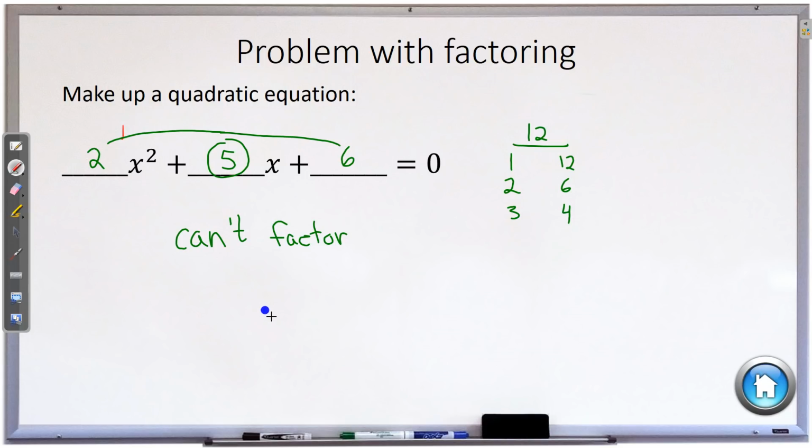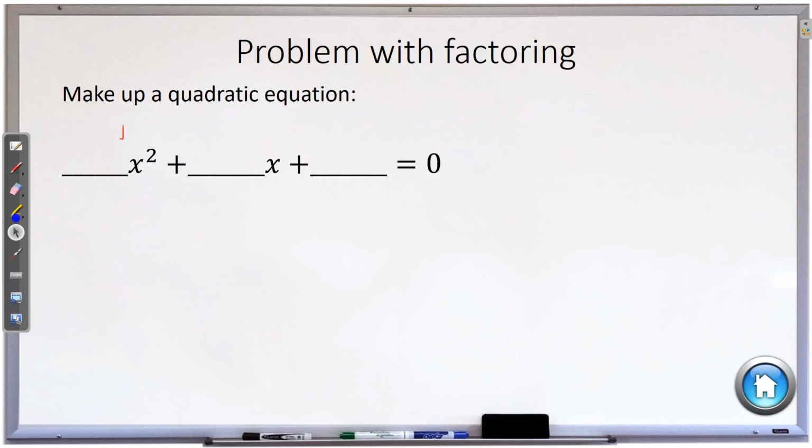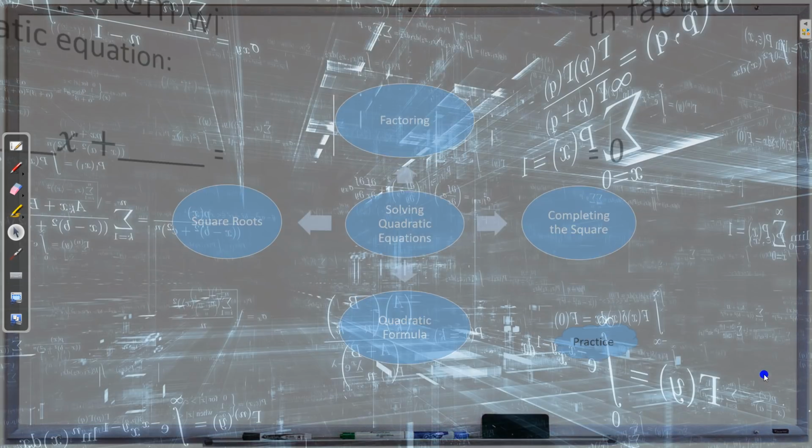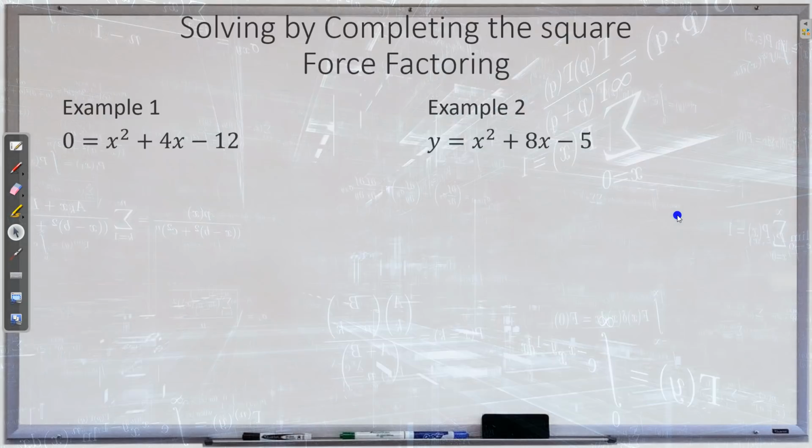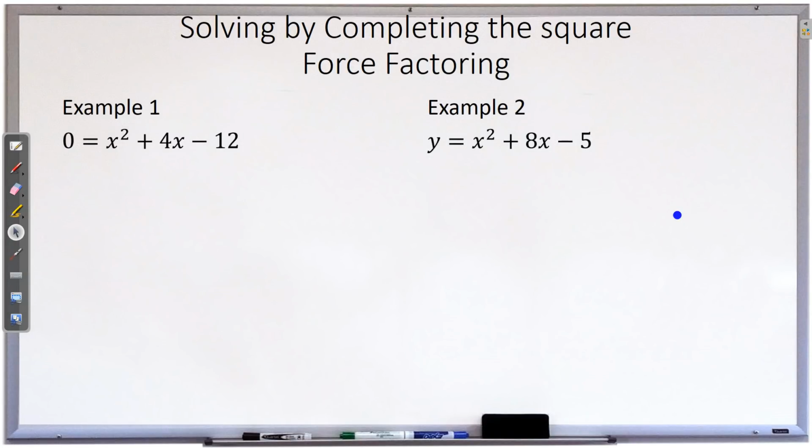Factoring does not work. But we do want to try to solve this type of quadratic equation. So we need more options. Our next option for equations that cannot be factored is called completing the square. What I like to call force factoring. We're going to force these to factor even though they don't.